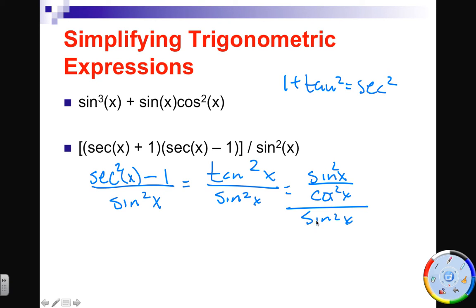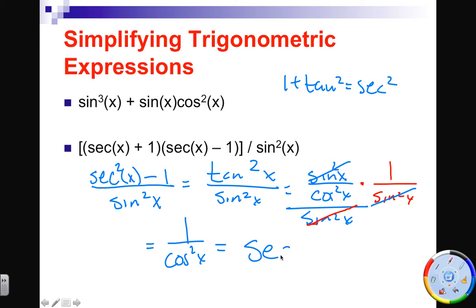Well, dividing by sine squared x is actually like multiplying by 1 over sine squared x. Well, oh, that's nice. Those cancel. So I'm left with 1 over cosine squared x. Well, I'm not done yet because now that's actually much simpler as secant squared x. And now I'm done. That's all farther I can really go with this one. But notice how much simpler that is than the original statement. Remember, the whole idea of simplifying.